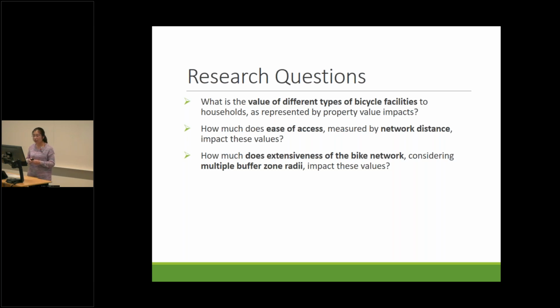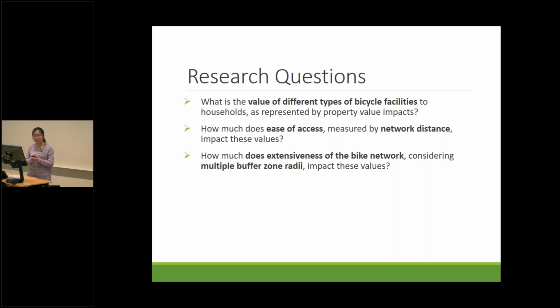And another thing is, in last year's study, we found that both ease of access, which means the proximity to the facility, and the extensiveness of the bike network all contribute to the impact on the property value. So we continue to use these two measures, but we improved the measurements in this year's TRB paper.